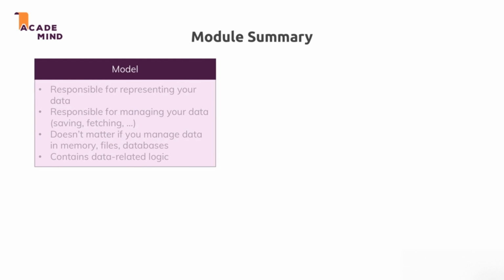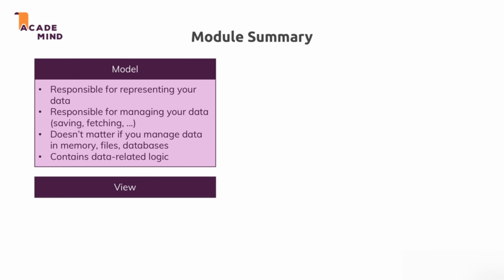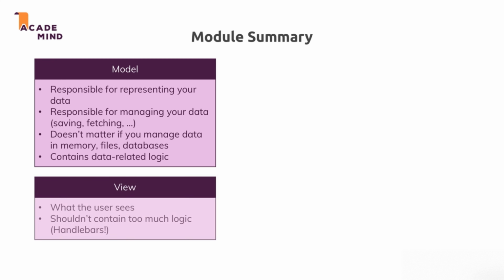And there, the model serves the purpose of representing our data and of managing our data, saving it, fetching it, later also updating it, and so on. And it doesn't matter if you manage your data in memory, files, or databases. It is the model which is responsible for your data. It contains all the data-related logic. The view, on the other hand, is responsible for presenting it to the user. It's responsible for what the user sees.